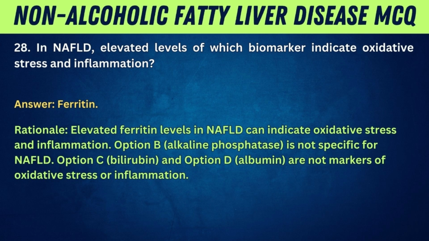Rationale: elevated ferritin levels in NAFLD can indicate oxidative stress and inflammation. Option B, alkaline phosphatase, is not specific for NAFLD. Option C, bilirubin, and Option D, albumin, are not markers of oxidative stress or inflammation.